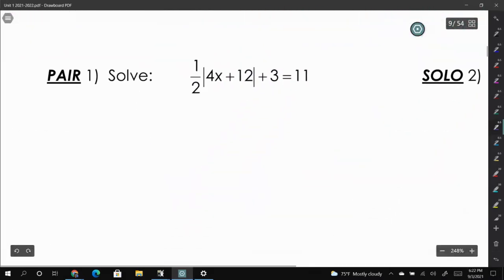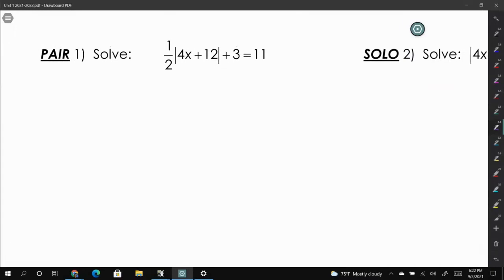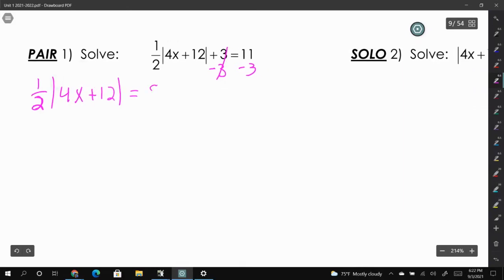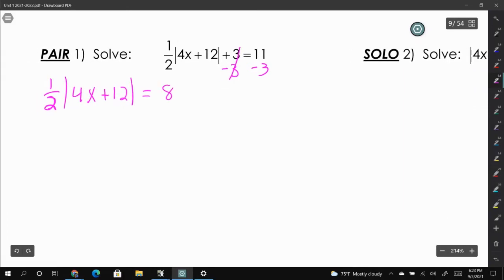Okay, now, the last one we'll do together is this one right here. We do not have the absolute value part by itself, so we're going to subtract 3 first. And we get 1/2 times the absolute value of 4x plus 12, close the absolute value bar, equals 11 minus 3, which is 8. And then to get rid of that 1/2 out in front, we're going to multiply both sides by 2. And we get the absolute value of 4x plus 12 equals 16.